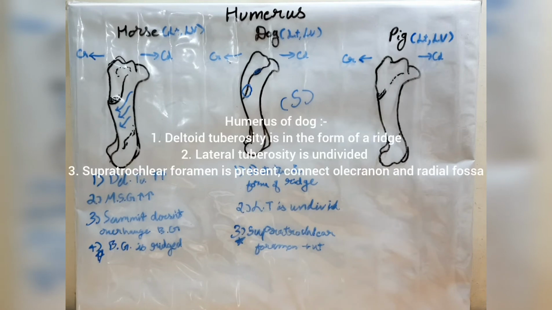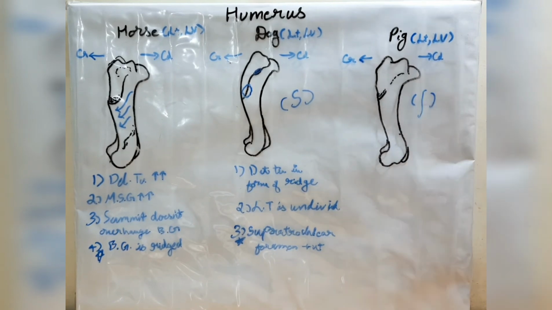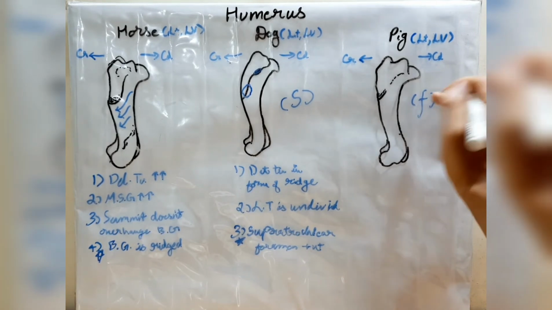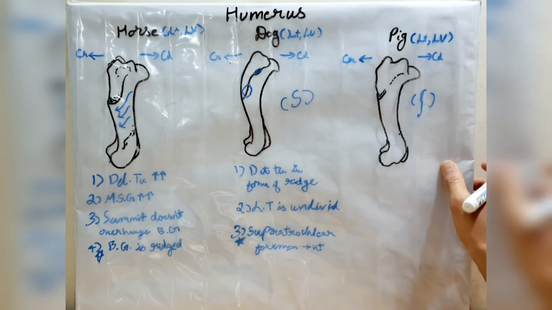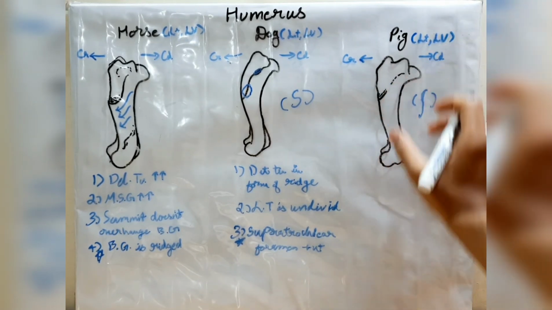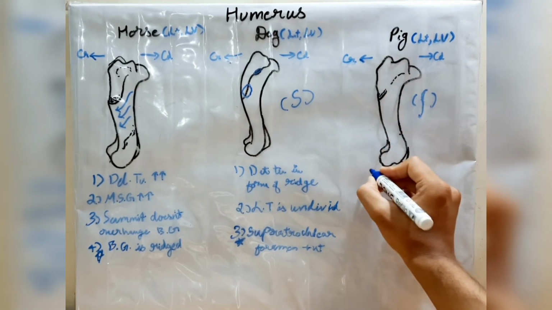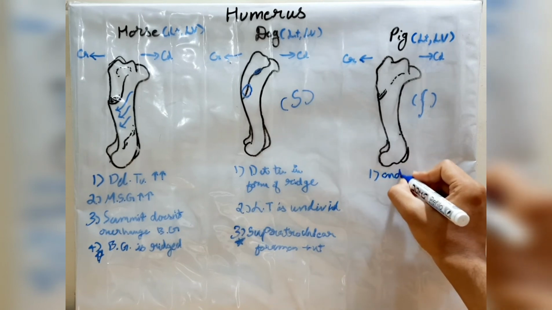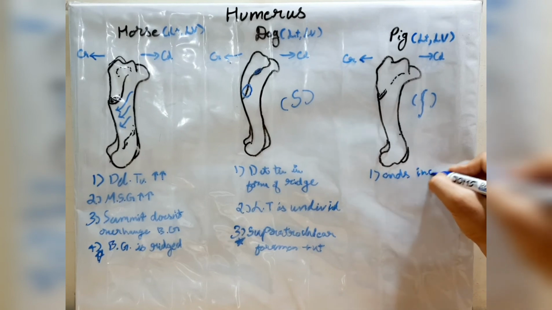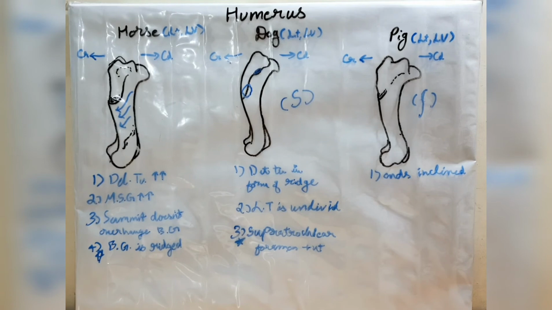Now let us come to the pig. Now the shape of this humerus is like a small f, except for this one line here. Okay, so except this one line, you can see that the shape is like an F. Why? Because the two extremities, the proximal and the distal one, are very much inclined. So you can write that the ends or the extremities are inclined. So it gives it a small f like shape.